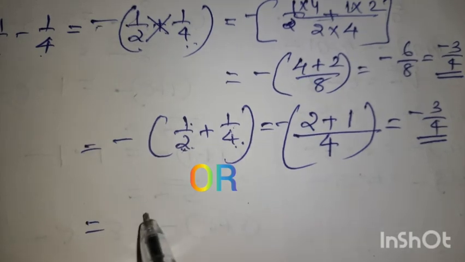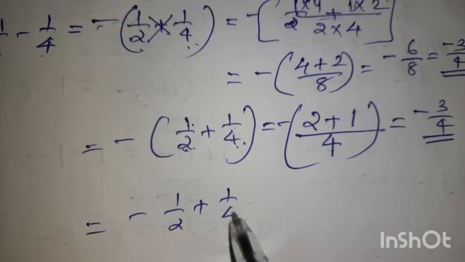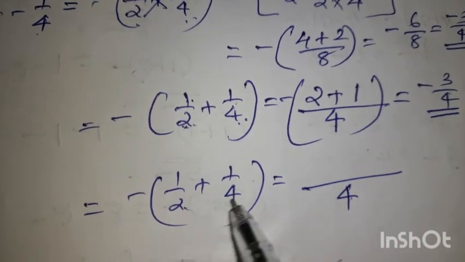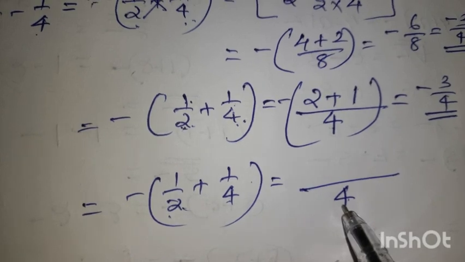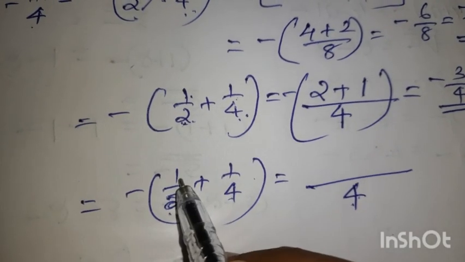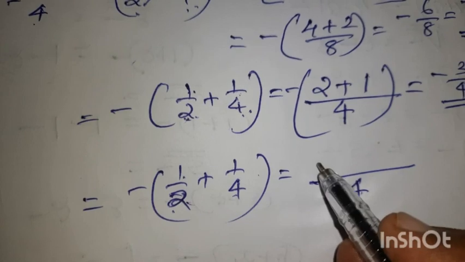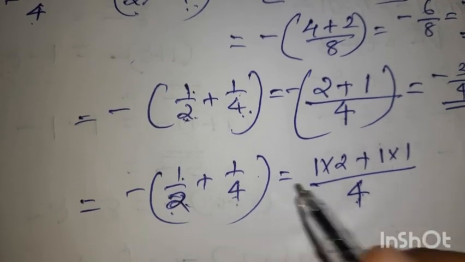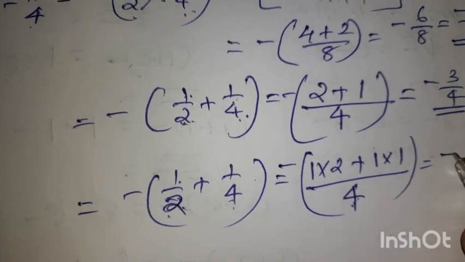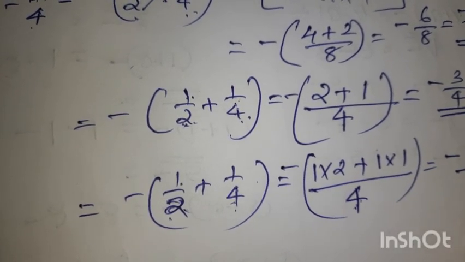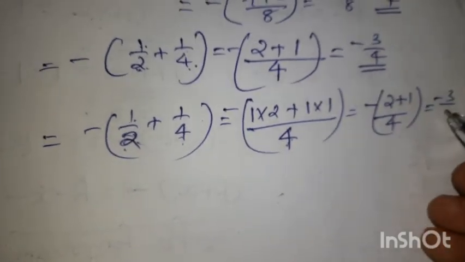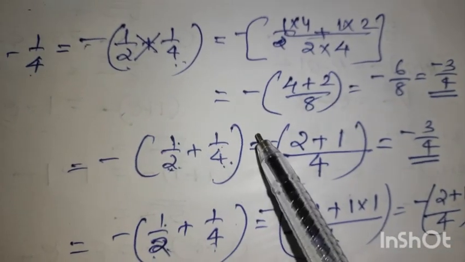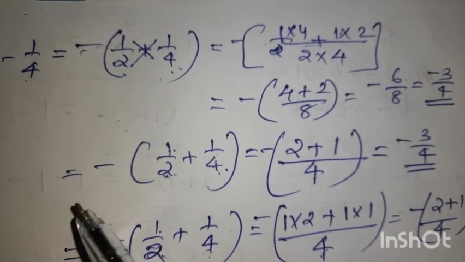Or the same we can do like this also. Take the LCM as 4. 4 and 2, the LCM is 4 itself. Then you have to multiply by 2. You will get 4. So 1 into 2 plus 1 into 1. So it is minus 2 plus 1 by 4, which is minus 3 by 4. So any one method you can use. I think you are familiar with this method. By cross multiplying you can find out.